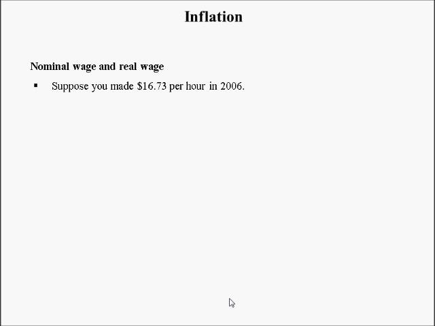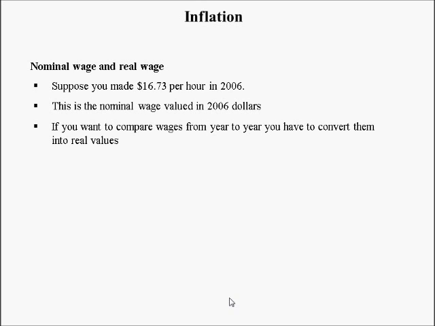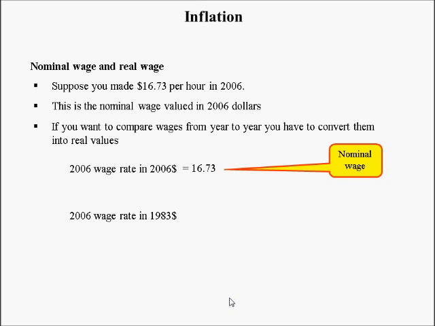Now let's look at nominal wages versus real wages. Suppose you made $16.73 per hour in 2006. This is the nominal wage, valued in 2006 dollars. If you want to compare wages from year to year, you have to convert them into real values. So the 2006 wage rate in 2006 dollars is $16.73. That's a nominal wage. Now the 2006 wage rate in 1983 dollars, maybe you want to compare it to what I made as a dishwasher as a freshman in high school way back in 1983, when I was making $3.35 an hour washing dishes and preparing the salads and baked potatoes.